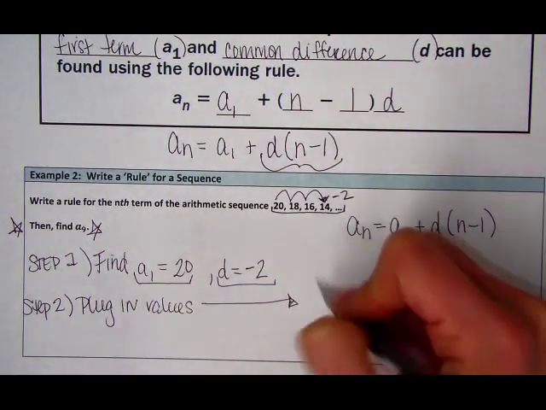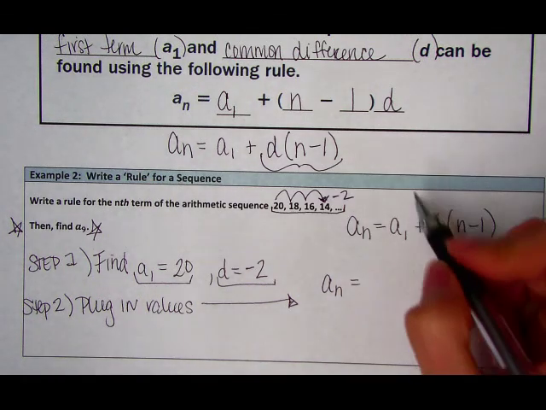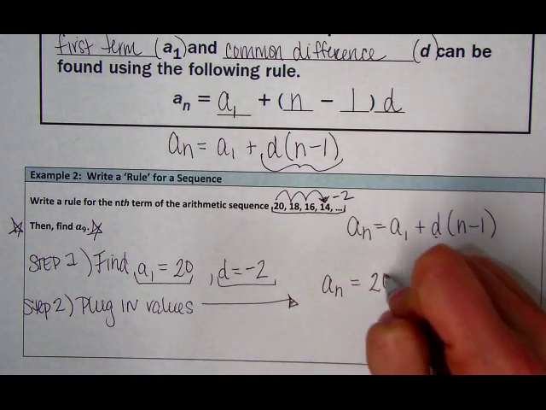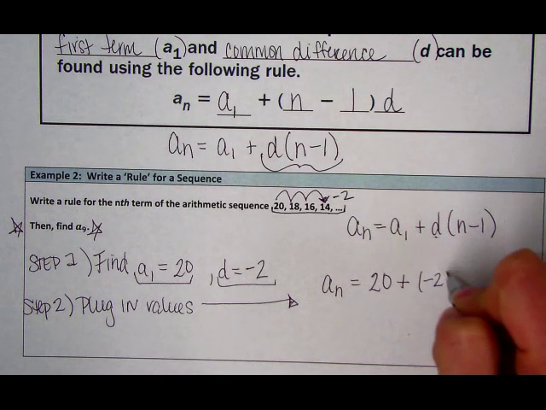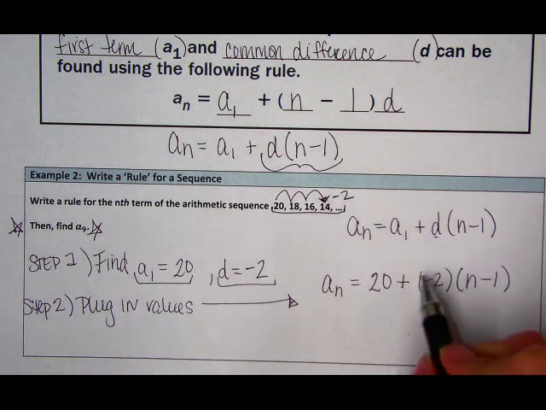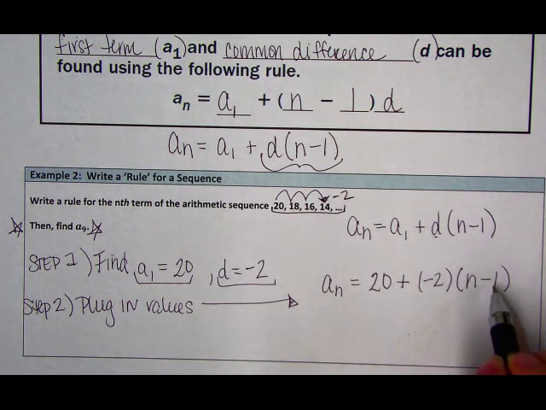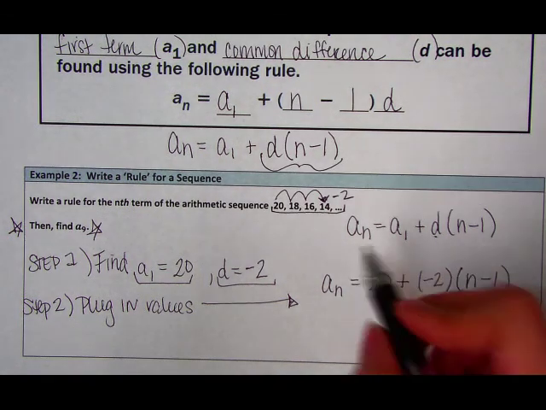We'll do that over here. So a sub n stays open because that's our general rule, that's what we're leaving open, is 20 plus negative 2 times n minus 1. The reason I put negative 2 in parentheses is because I'm going to be distributing the negative 2 to each of these inside terms. I didn't want to mess up with the plus just yet.